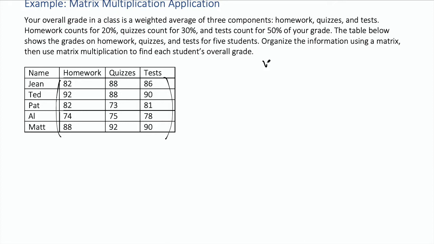Okay. So weights, and then the categories, which is homework, quizzes, and tests. Okay. So homework's worth 20%. So I'm going to go ahead and do that as a decimal form. That's 0.2. Quizzes are worth 30%, so 0.3. And tests are worth 50%, which is 0.5.